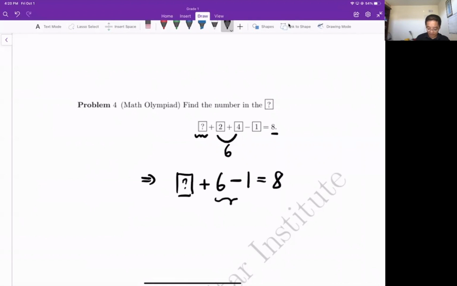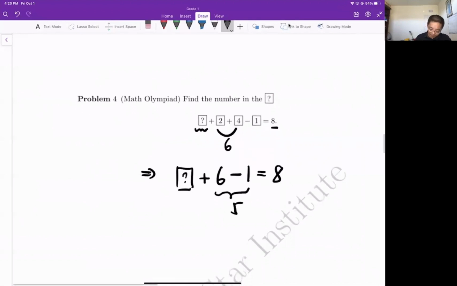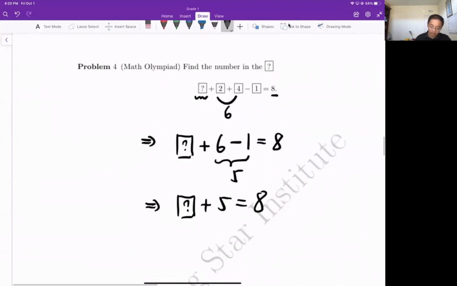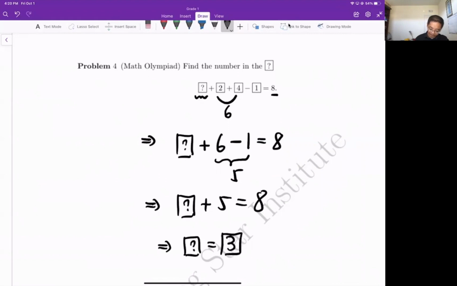Now we know 6 minus 1 is 5, so we can do this one first. Then we just get this number plus 5 equals 8. Which number plus 5 equals 8? Well, we know it's 3, right? 3 plus 5 equals 8. So we get that this number is 3.